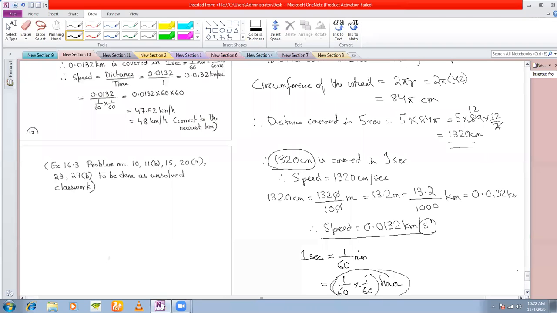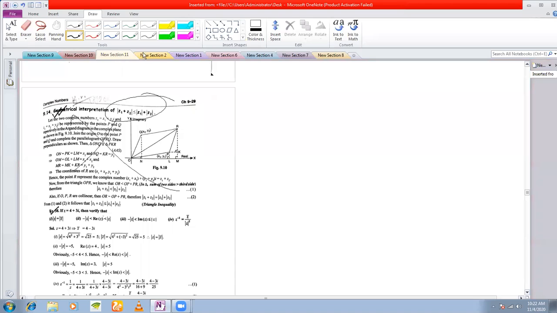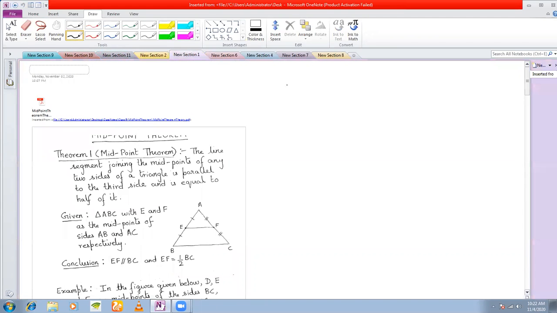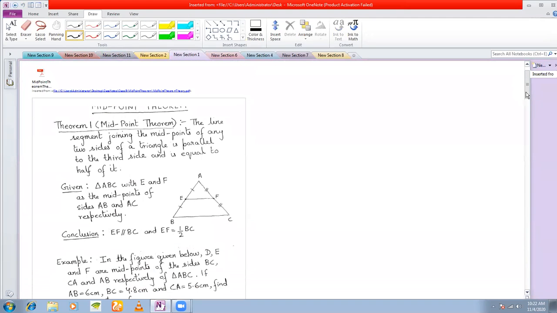So that brings us to an end of this chapter. We start with the midpoint theorem.